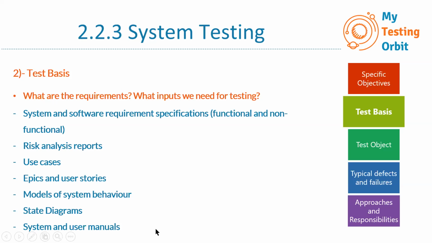Then system and user manuals. This can be in the case if we are building a product. If we are building a product, then when we release that product to production, we need to also include a system or user manual as well. So that can also be taken as the basis for system testing.